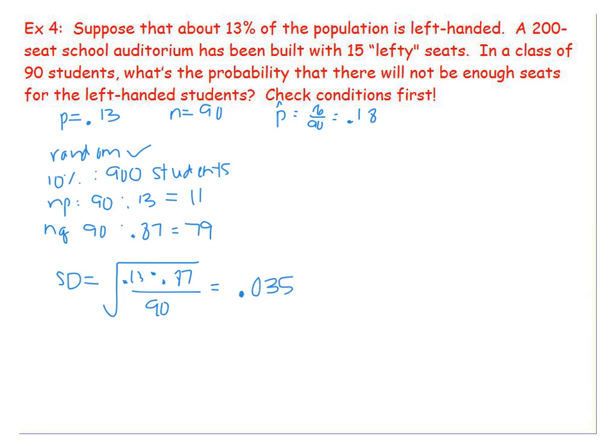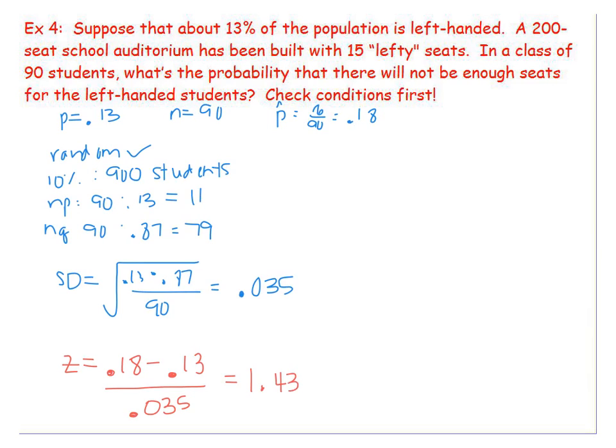So now we got to calculate our z-score because we're trying to find the probability. So what was our proposed sample? 0.18. What is our mean? 0.13. Standard deviation? 0.035. And so, again, type that in your calculator, rounding to 2 decimal places, and I get 1.43.